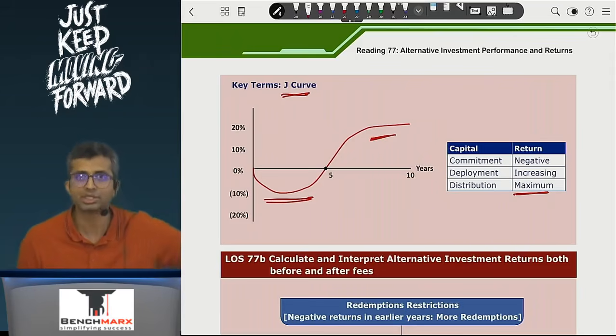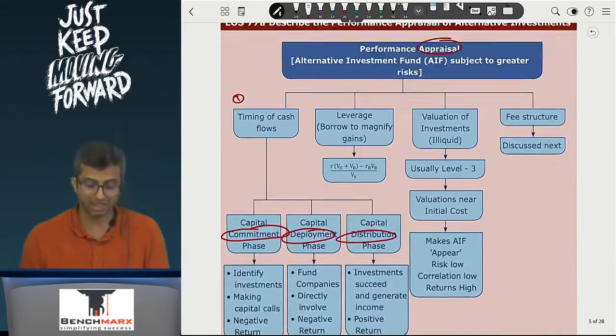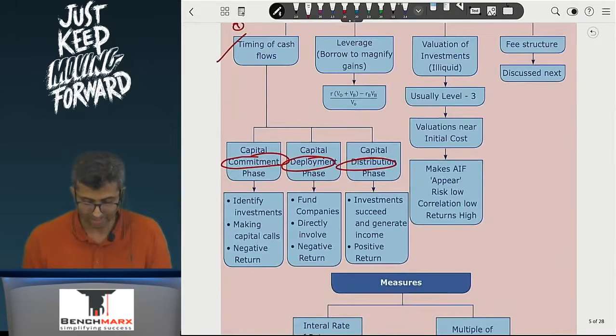Vintage means years. You cannot compare a fund which is just 2 years old with another fund which is currently in its 8th year. This will not be a correct comparison, and hence it will not give meaningful comparisons. So first is the timing of cash flows.